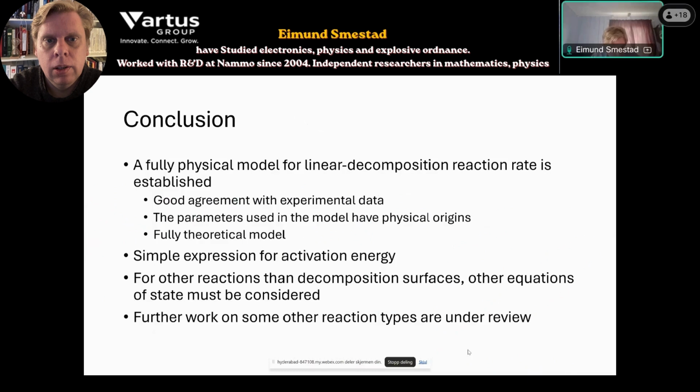Conclusion. A fully physical model of linear reaction rate is established. Good agreement with experimental data. The parameters used in the model have physical origins. It's a fully theoretical model and not empirical. A simple expression for activation energy is achieved. For reactions other than decomposition surface, other equations of state must be considered. There is further work on other types.